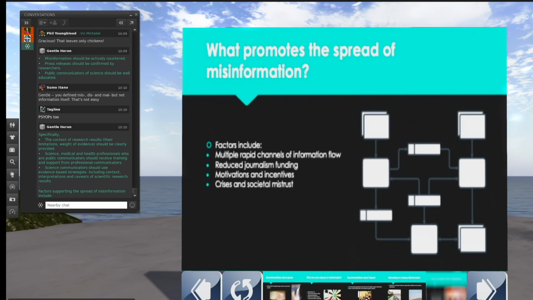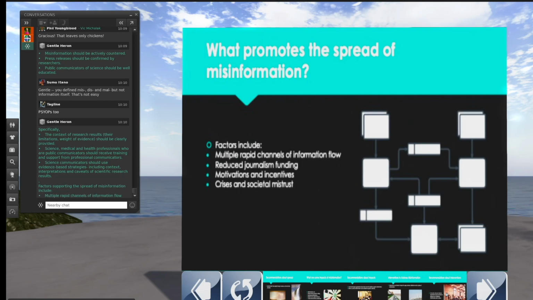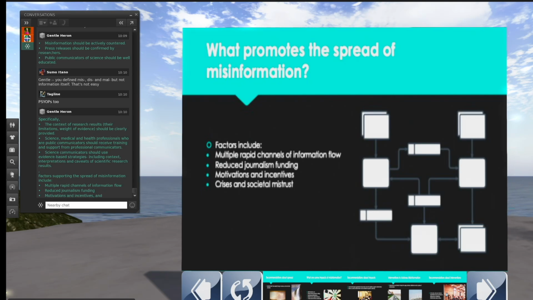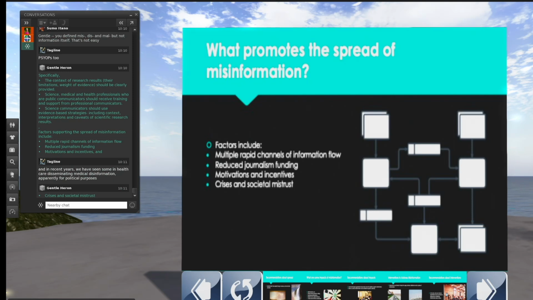Factors supporting the spread of misinformation include multiple rapid channels of information, reduced journalism funding, that one that you may not have thought of, motivations and incentives, and crises and social mistrust.